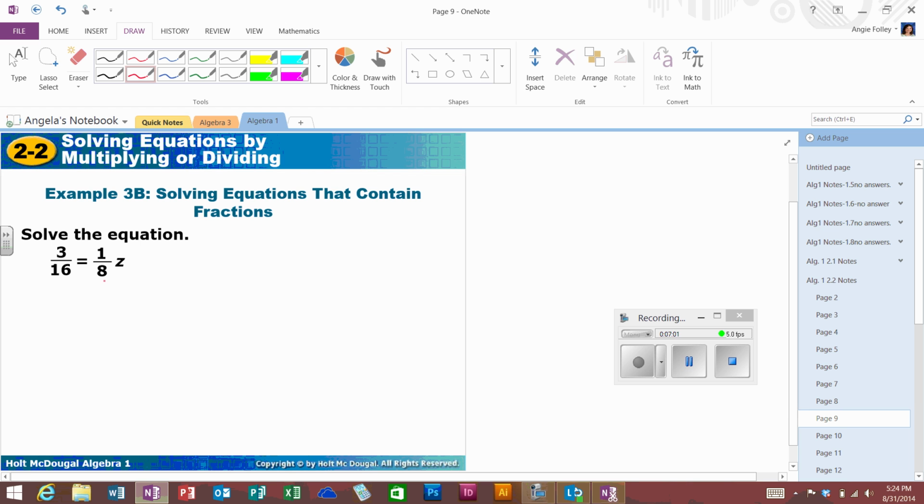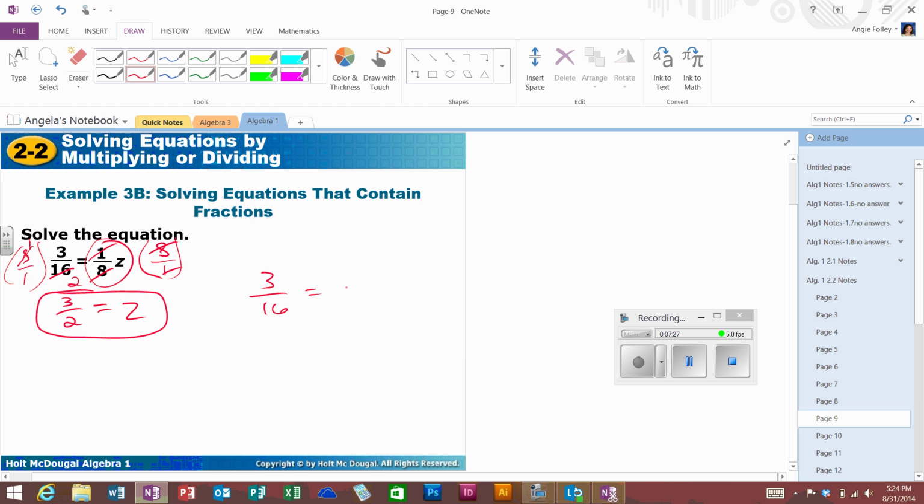All right, 1/8 times z is equal to 3/16. Well, I would usually divide. I do the inverse. But with fractions, it's easier to multiply by the reciprocal so that I can get rid of everything. And if I do it to one side, I have to do it to the other. So now I can take an 8 out of that and an 8 out of that, and I'm left with 3/2. I'm going to check my answer.